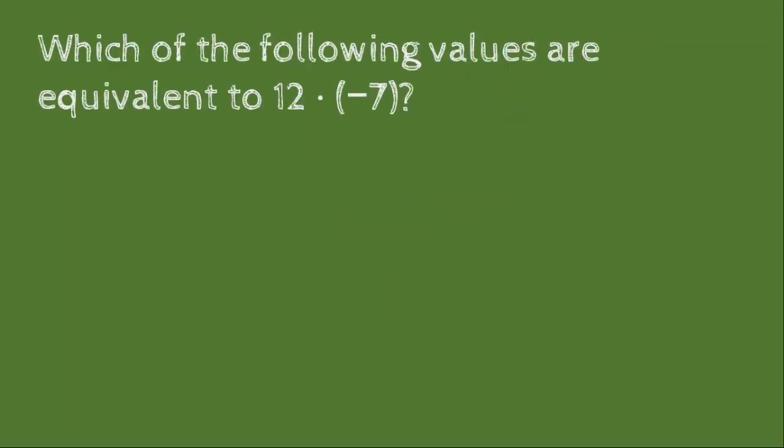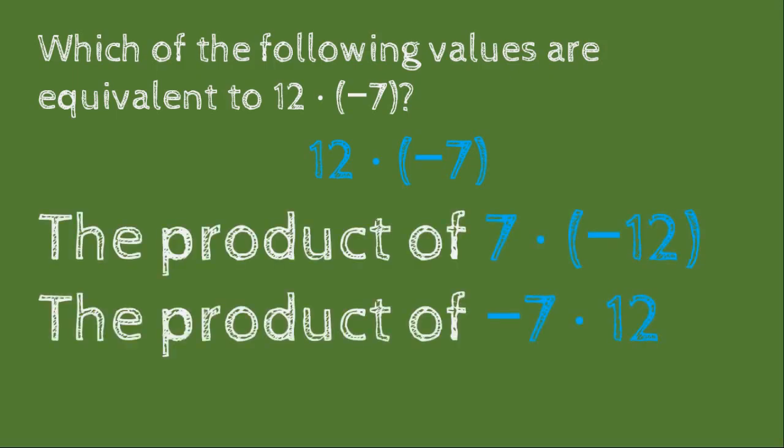Which of the following values are equivalent to 12 times parentheses negative 7? So 12 times parentheses negative 7 would also mean the product of 7 times parentheses negative 12. And all we're doing there is moving that negative from the number 7 to the 12. And also the product of negative 7 times 12. All we're doing there is removing the parentheses. In this case, the parentheses doesn't do much, so negative 7 stays negative 7, and we're just changing it to the first side, negative 7 times 12, which is also the same value.